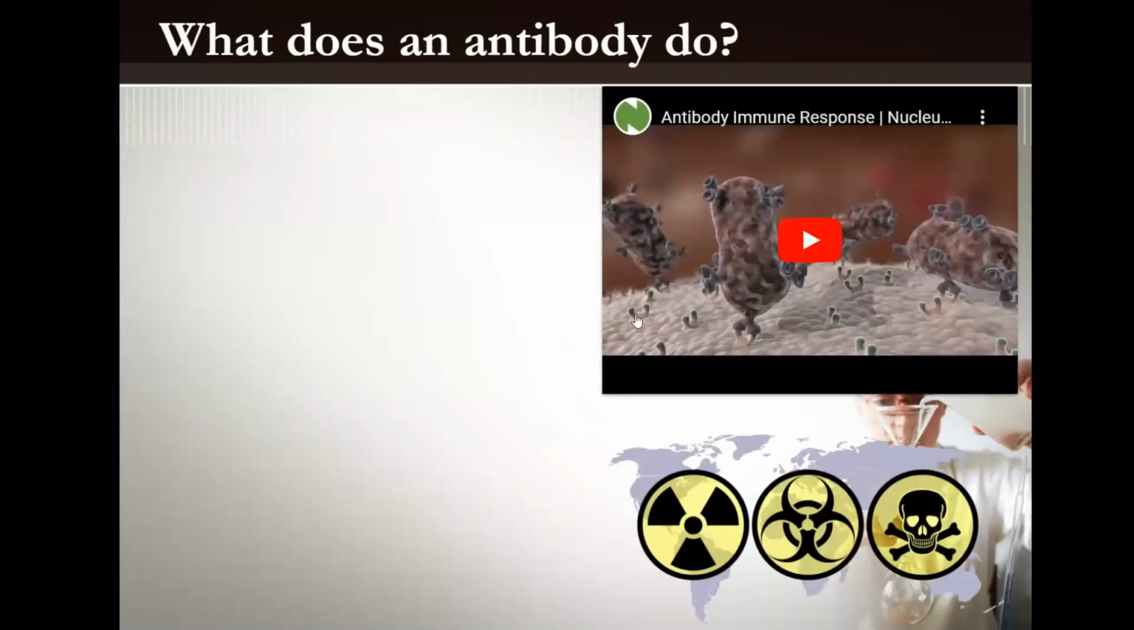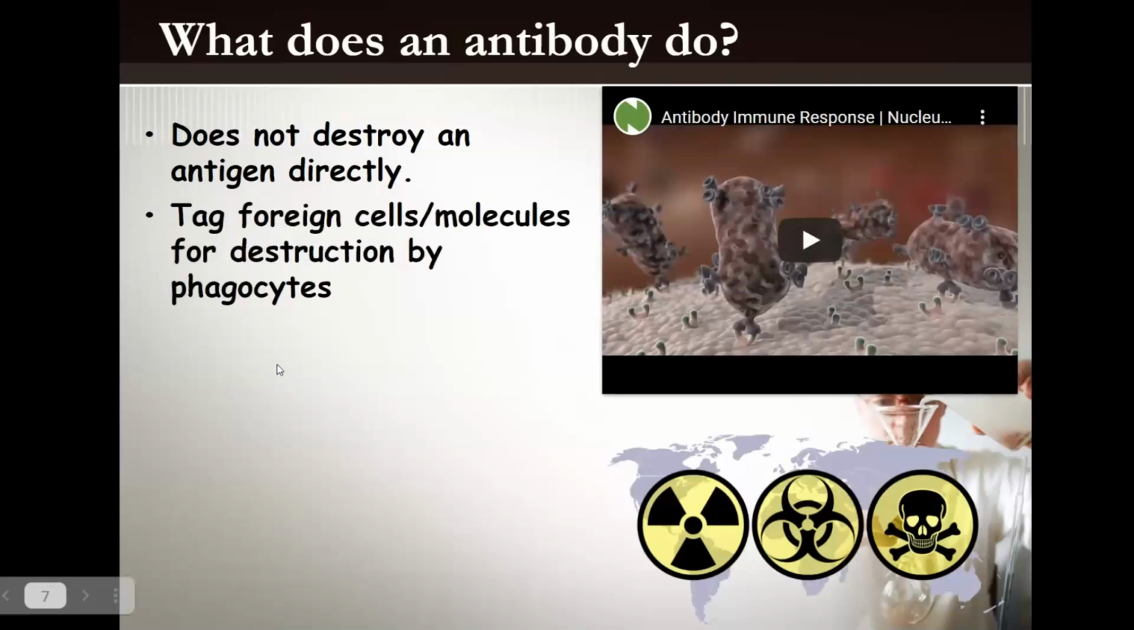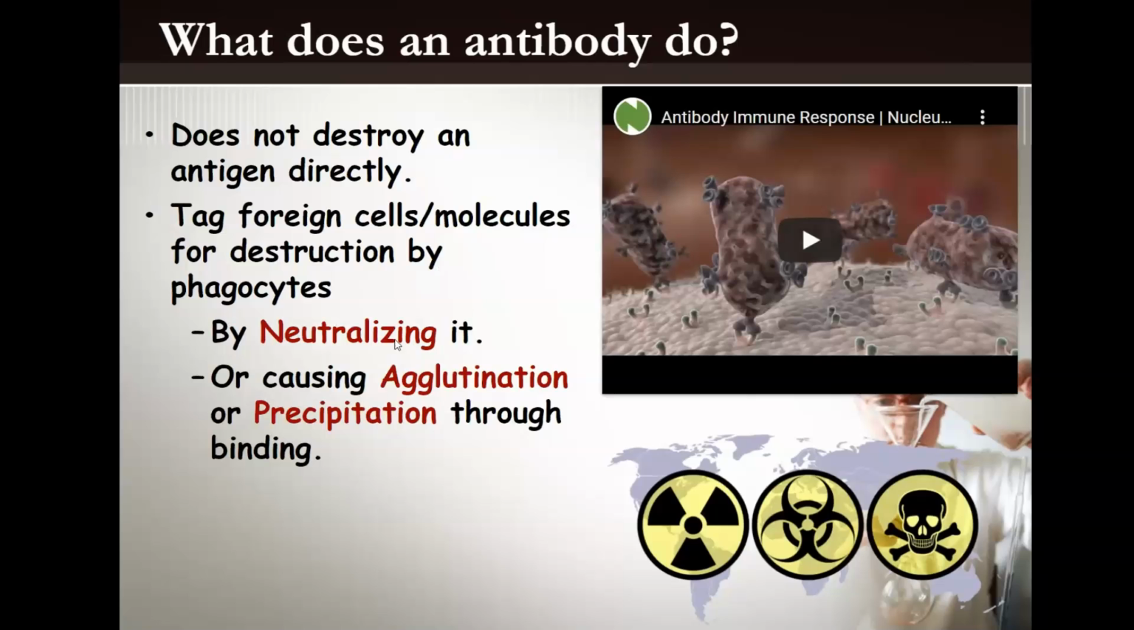So what does an antibody do? So it's not going to destroy the antigen itself. It's going to neutralize it and make it so that other white blood cells can come and destroy it. So it tags the foreign cells for destruction by phagocytes. Remember your phagocytic cells, neutrophils, monocytes, macrophages, they come and eat it up. So they neutralize it. They keep it from having an effect. That's what it means by neutralizing.